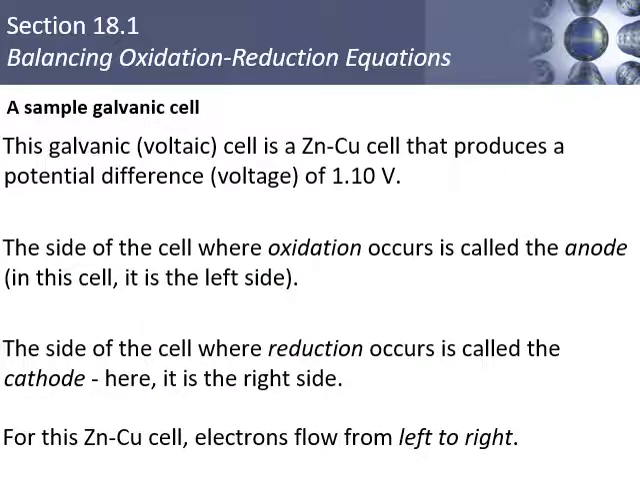So this galvanic cell is a zinc copper cell that produces a potential difference of 1.1 volts. We just said this, the side of the cell where oxidation occurs is called the anode, which is usually 99% of the time going to be the left side. The only exception is when we do concentration cells, where we have a problem that switches them back and forth, and then we leave it the way it is. And then the side where reduction occurs is called the cathode. So the electrons are going to flow from left to right. Next slide.